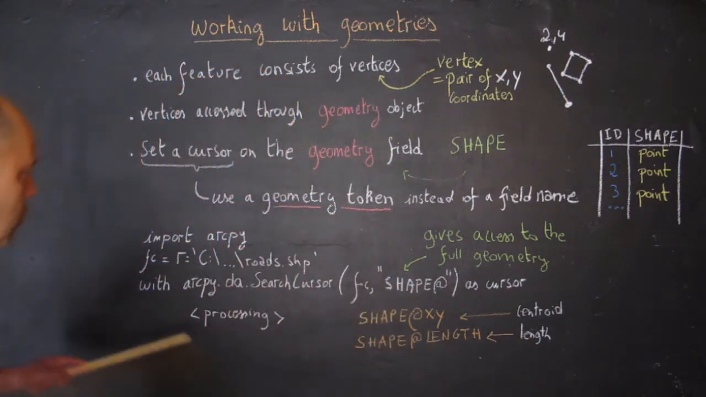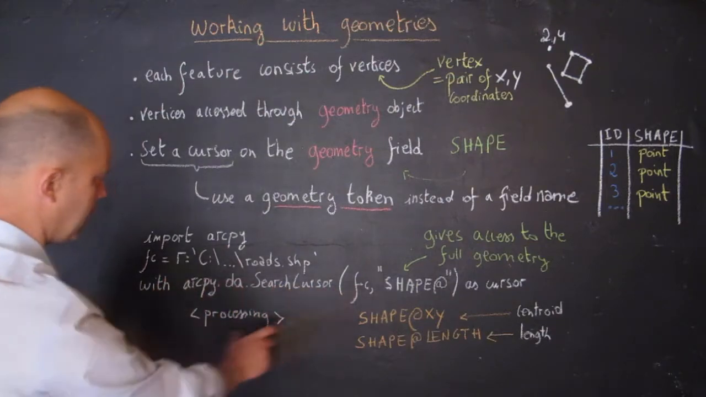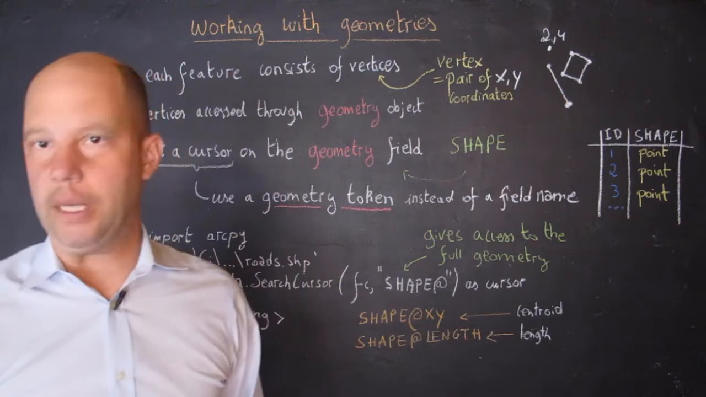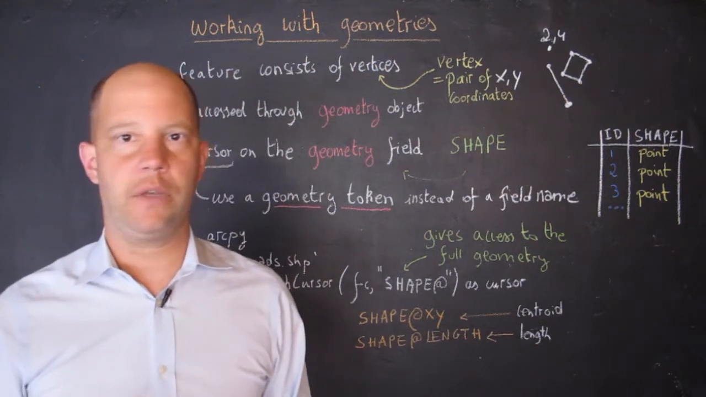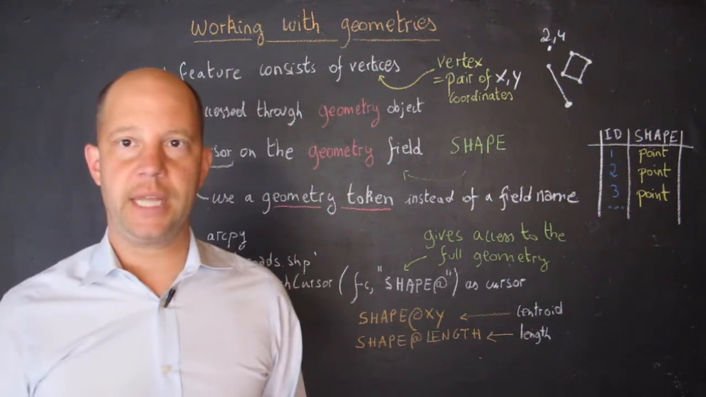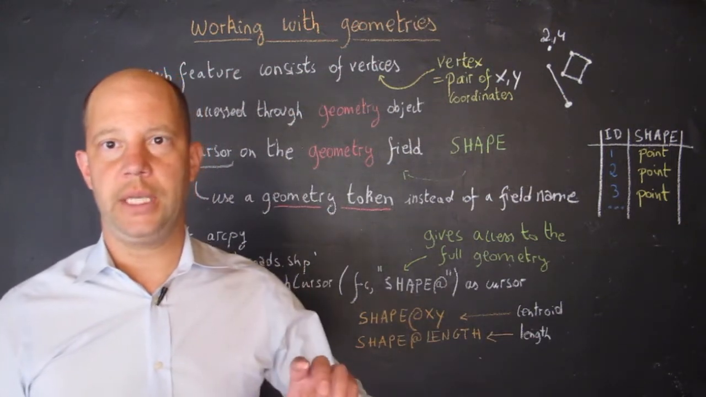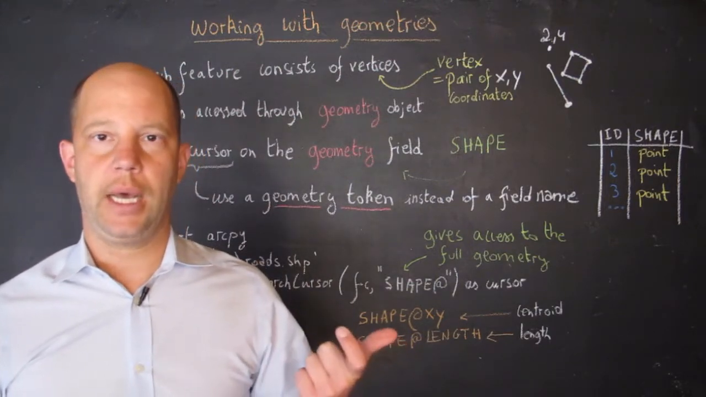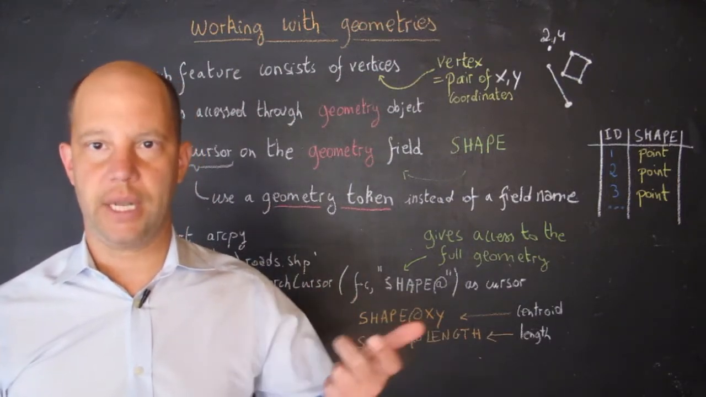And then, so once you have your search cursor here, then you can do processing. So for instance, printing the coordinates on the screen, or printing the length of a road segment or the area of a polygon. So that is here the very first step. Now we are going to see how we can create geometry using coordinates for points, lines, and polygon.